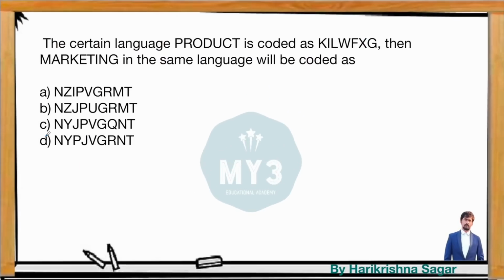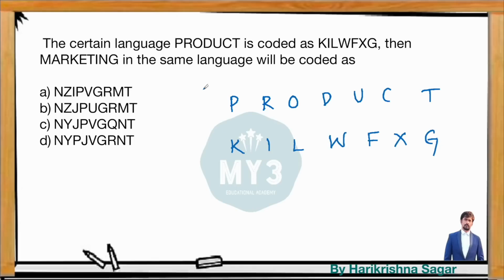Let's take the next question. In a certain code language, product is coded as this, then marketing is coded as what? So just observe what is happening in the product. Product is coded as KILWFXG. If you observe the positions, P is the 16th alphabet, L is 11th, R is 18th, I is 9th, O is 15th, L is 12th, and then the 4th alphabet, 23rd, 21st and 6th. This is 3, this is 24, this is 20, this is 7.